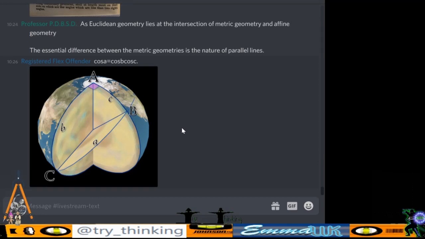So I have proof now. I've just posted it there for you. How the Pythagorean theorem works on a sphere. If you just look at what I posted. Using cos: cos A is equal to cos B times cos C. That's Pythagorean theorem on a curve. Cos A, the cosine of the angle at A, is equal to what? The cosine of the angle at B times cos.